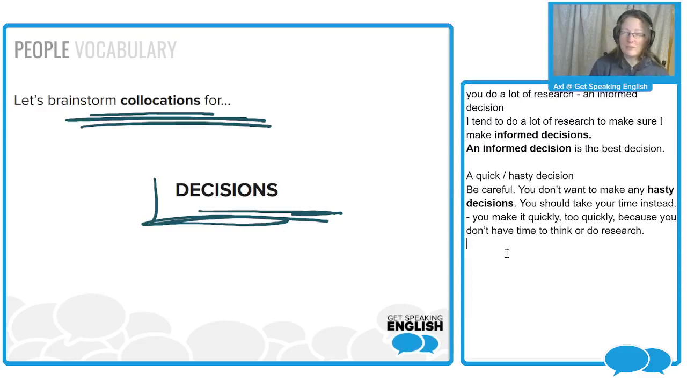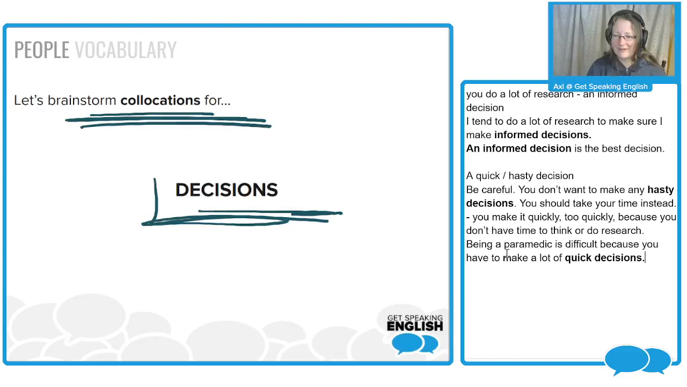Also, a quick decision would be one that you have to make in a short period of time. So, for example, I know last lesson we were looking at paramedics that were working on people. So, for example, being a paramedic is difficult because you have to make a lot of quick decisions. So that could be something. So decisions in a very short period of time.